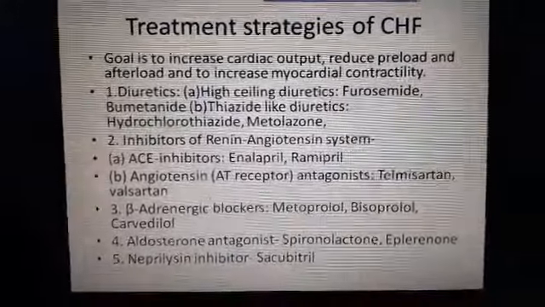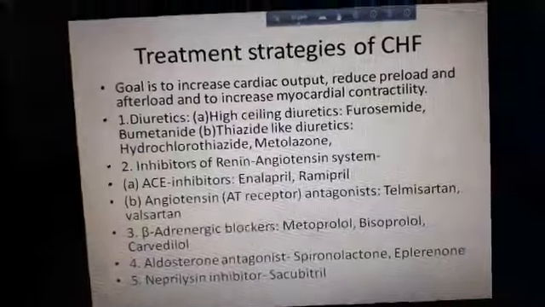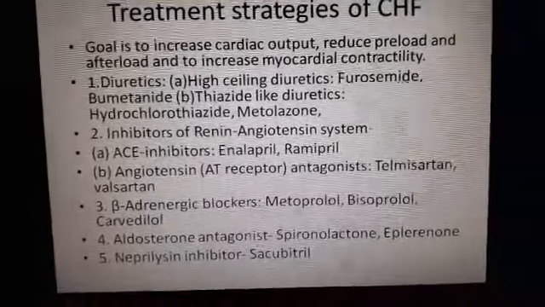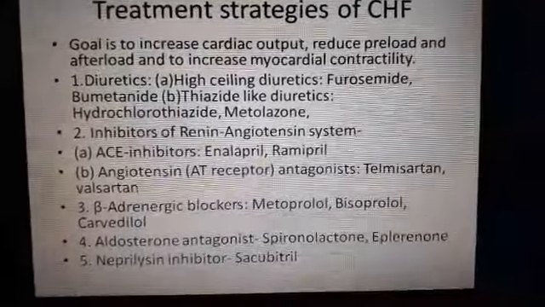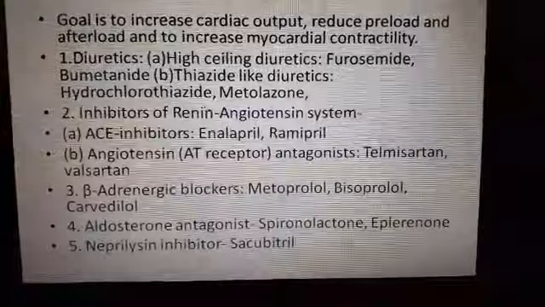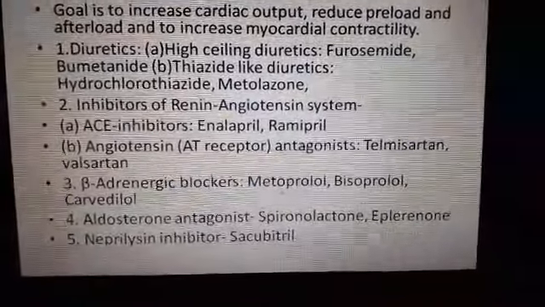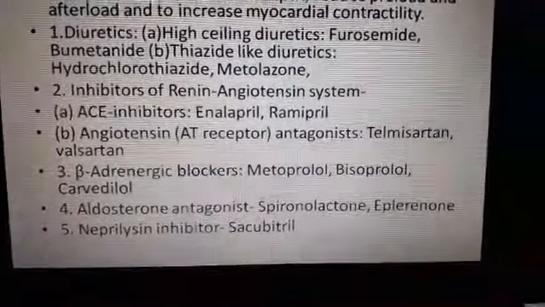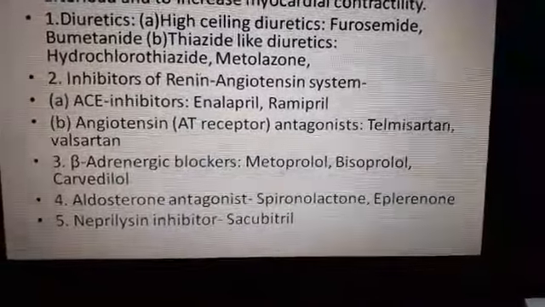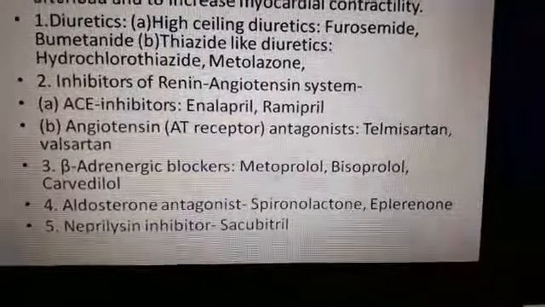So one is, of course, there is edema, there is salt and water retention, so we can use diuretics to control the symptoms. High ceiling diuretics are preferred, like furosemide, bumetanide. In less severe cases, we can use thiazide diuretics, hydrochlorothiazide, metolazone. Inhibitors of the renin-angiotensin system are more the cornerstone of the therapy. So ACE inhibitors, enalapril, or ARBs can be given, like telmisartan, valsartan.